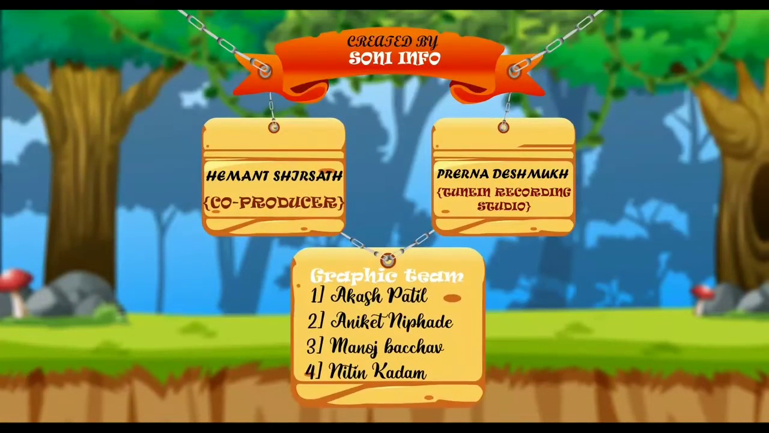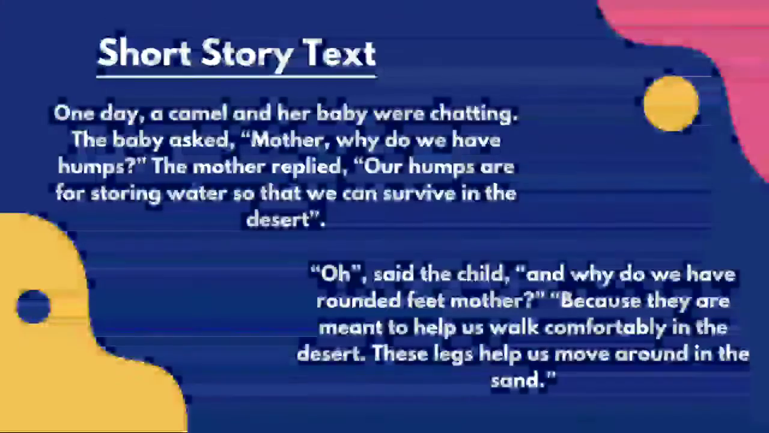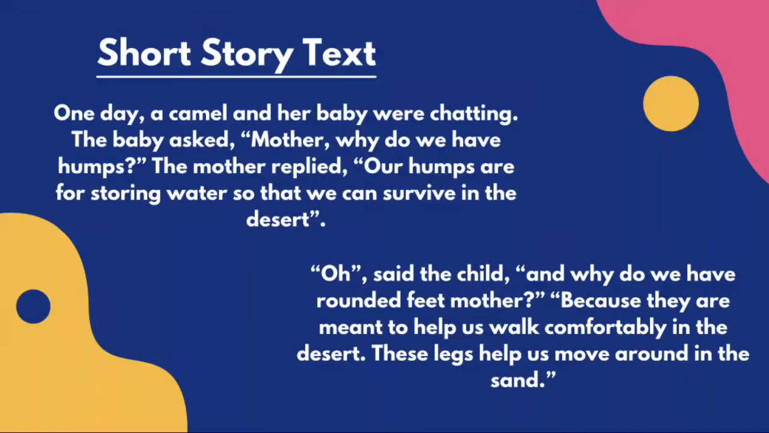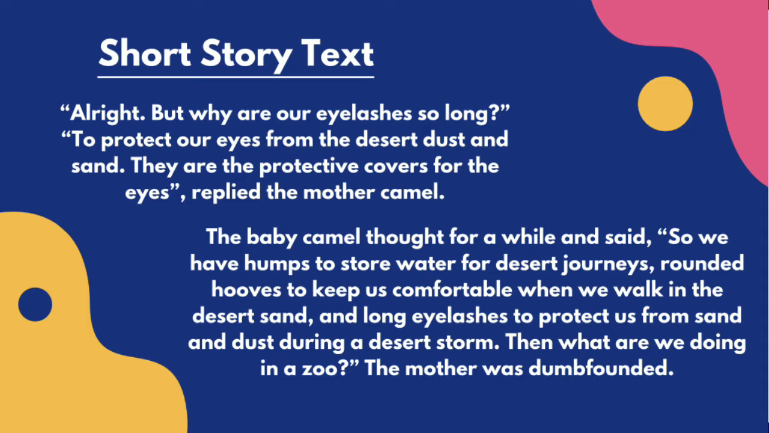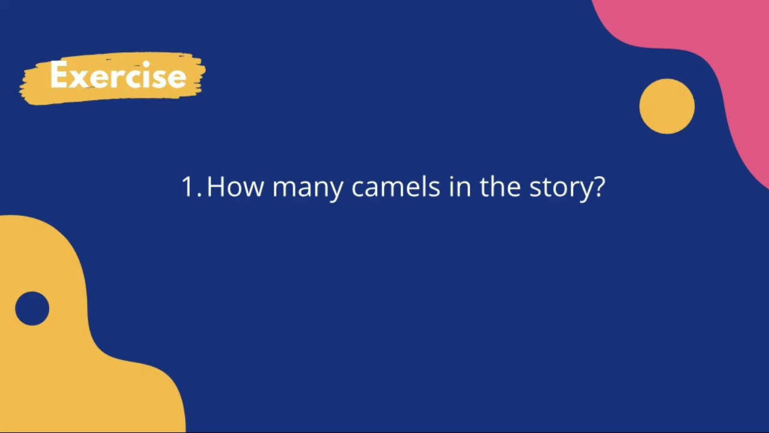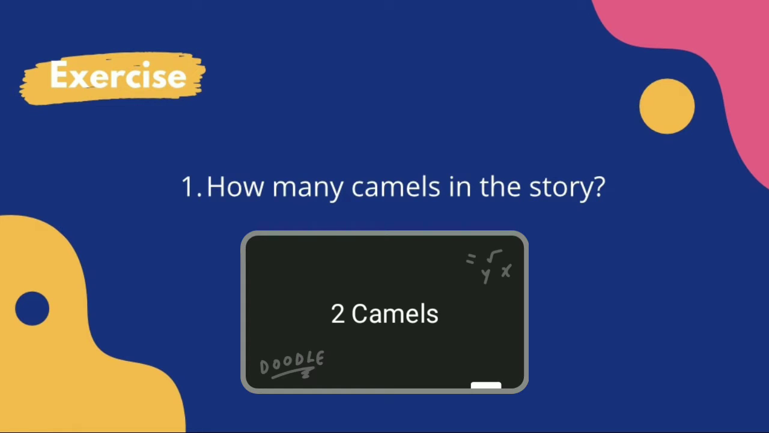After you watch the video, I will give you time to reread the text of the story because after this we are going to do some exercise. Have you done? Good. Let's go to the exercise. Number 1. How many camels in the story? Good. There are 2 camels in the story.